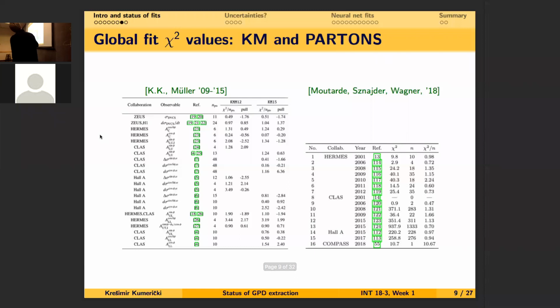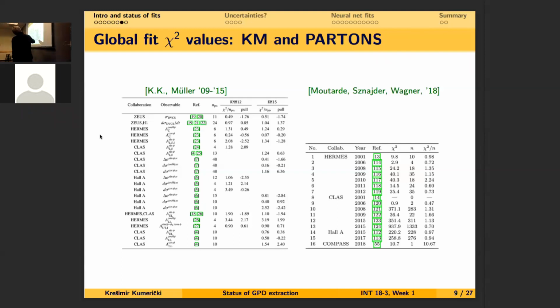I will also show you now chi-square values, and I will compare the results from this fit I do with Dieter Müller with new results. There is a new group, the French-Polish group, Burkert, Schneider, and Wagner. They work within the new PARTONS framework, and they have also published new global fits this year. I'm just mentioning them. There is nobody from this group here, so I will compare this.